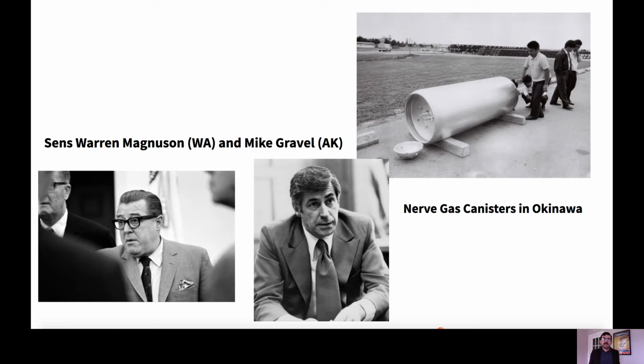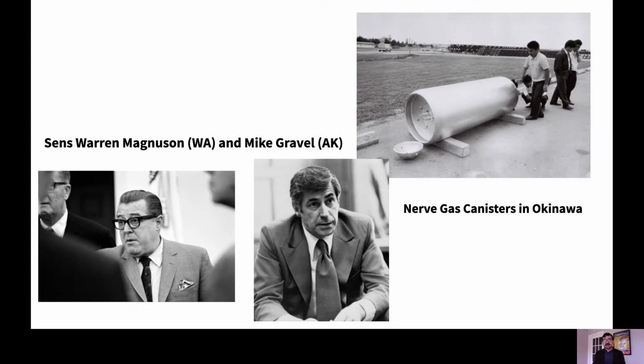There was a military operation in the United States called Operation Red Hat. And this operation was designed to take canisters of nerve gas, so really, really toxic, poisonous gas like sarin, VX, mustard gas, that were sitting on the island of Okinawa, and take those canisters and repatriate them to the United States, right, to decommission them.